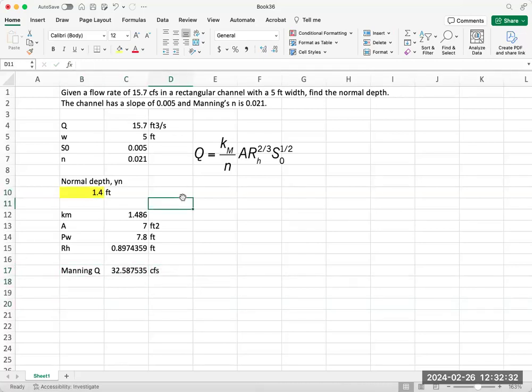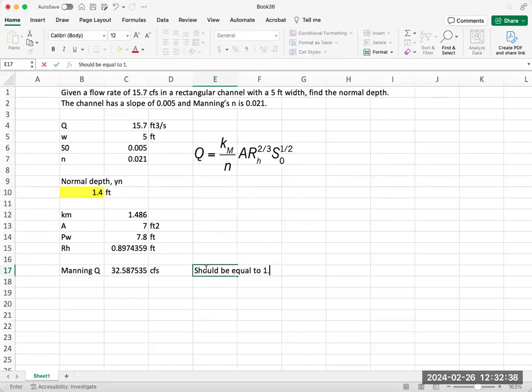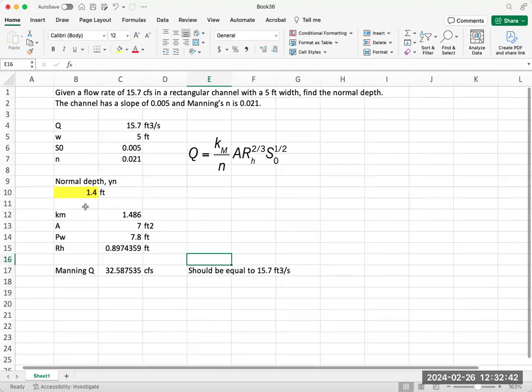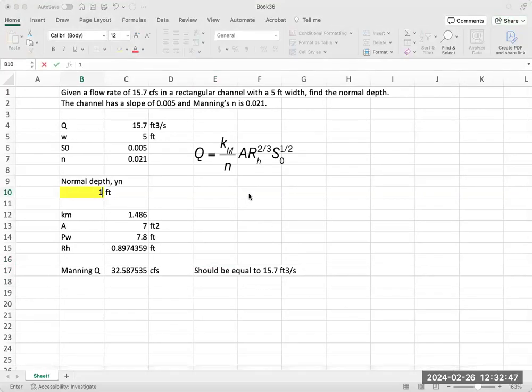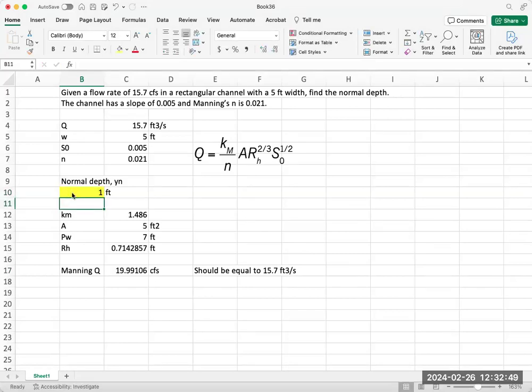Assuming my normal depth of 1.4 feet, but I'm solving for normal depth. I want this number to be 15.7 feet cubed per second. So I've got a couple options here. I could change this depth. So if I change it to 1, oh, look, it goes down. And I could change this until I'm roughly in the realm of 15.7.